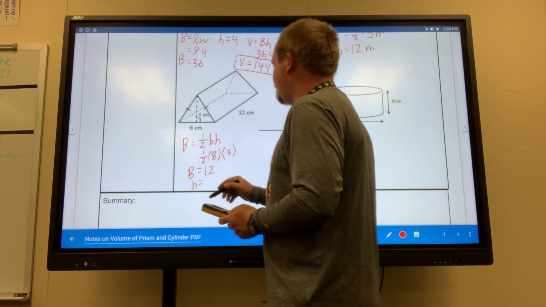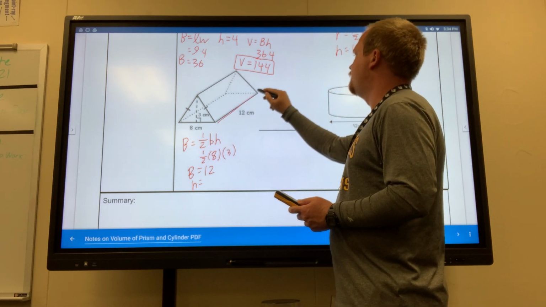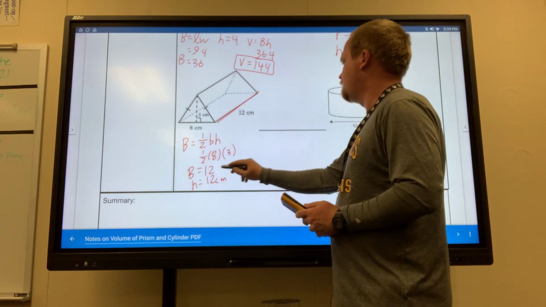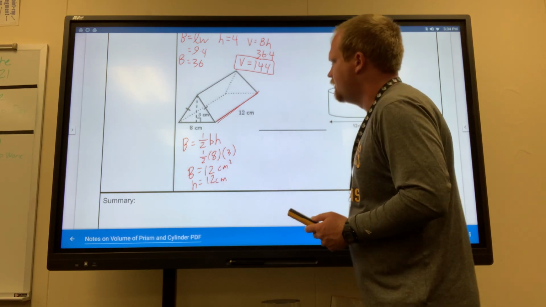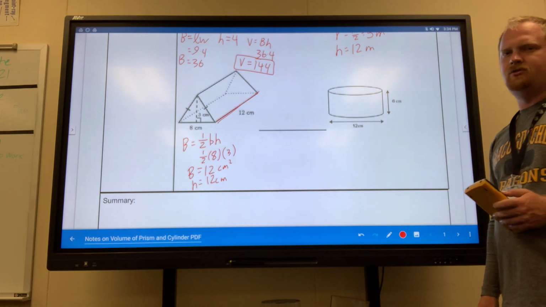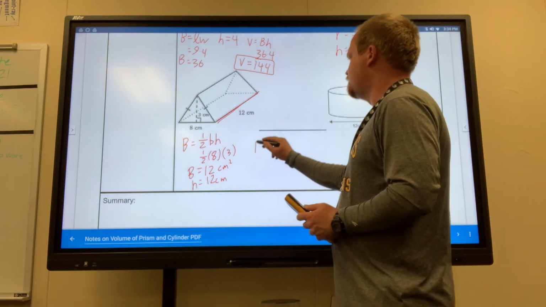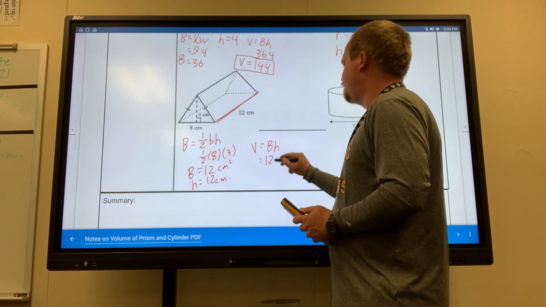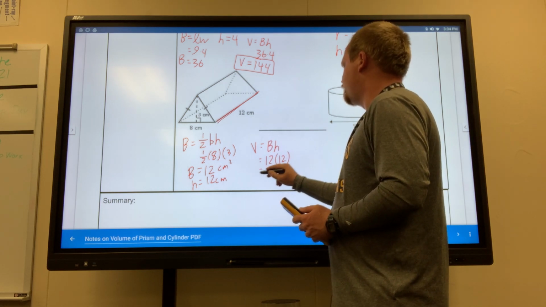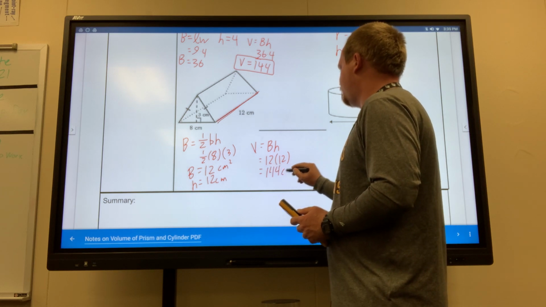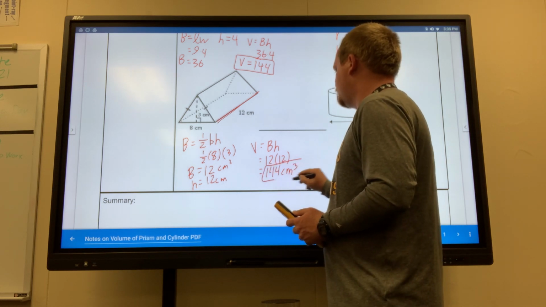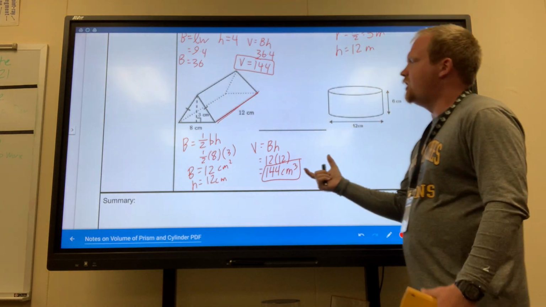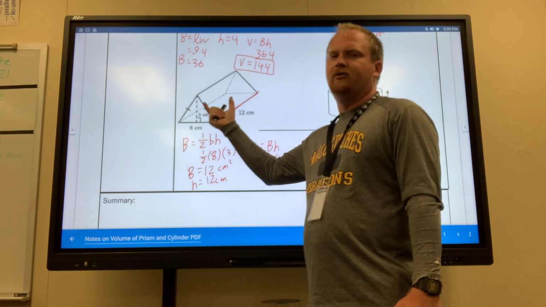Now, as far as how long this figure is in this case, it's about 12 centimeters. And the area is 12 centimeters squared. So remember, volume is base times height. So I'm going to do 12 times 12, which will be 144 centimeters cubed. All right. And that will give me the volume of this triangular prism.